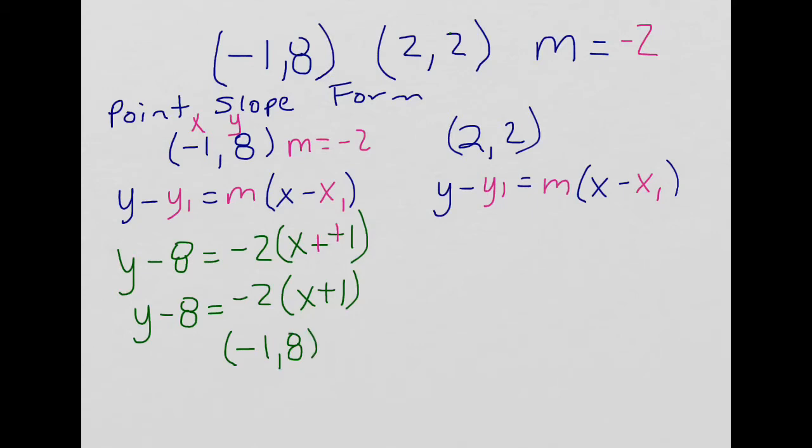If I choose to use 2, 2, then the point-slope form is going to be y minus 2, and of course I got that 2 from my y. Let's make that a y.